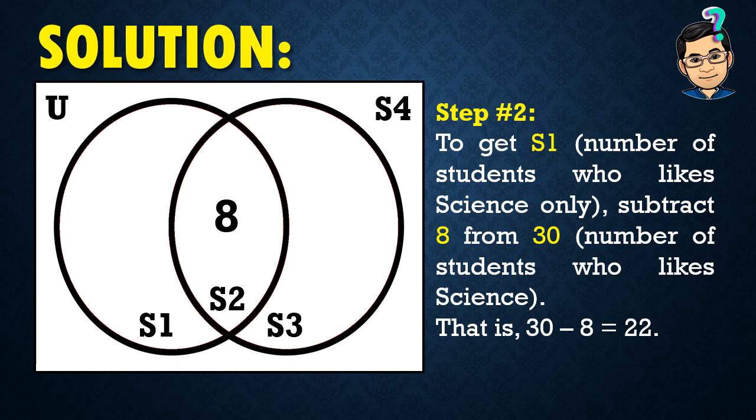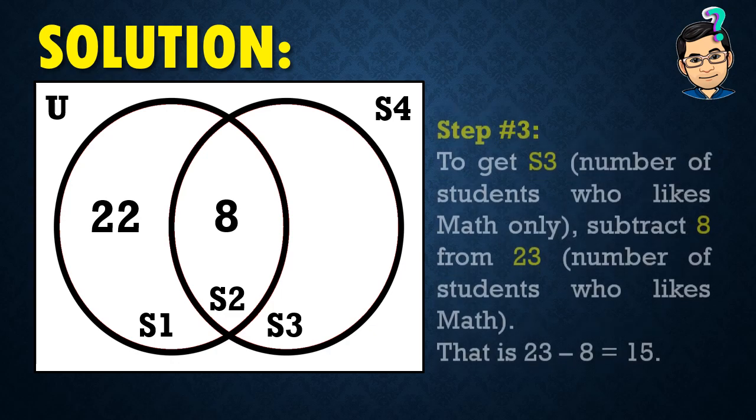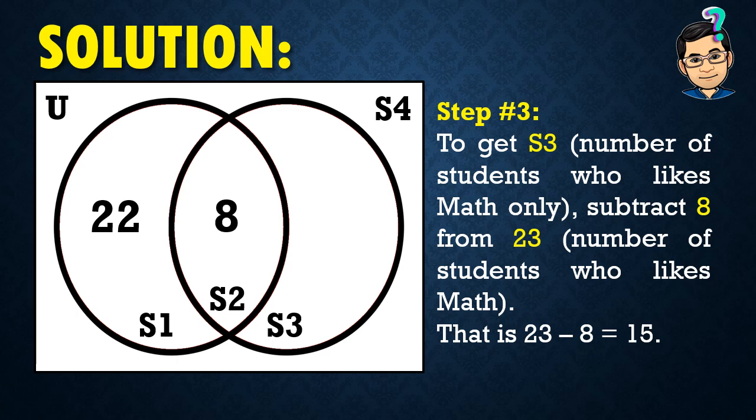So, tatandaan nyo ha. And then, ang gagawin natin, 30 minus 8, that is 22. So, 22 students like science only. Okay? Next. To get S3 naman, number of students who likes math only, subtract 8 from 23.